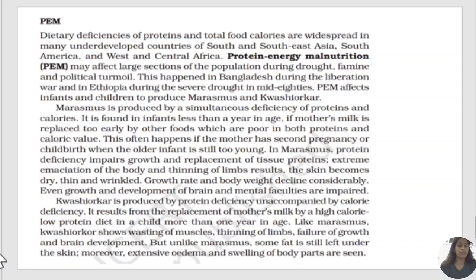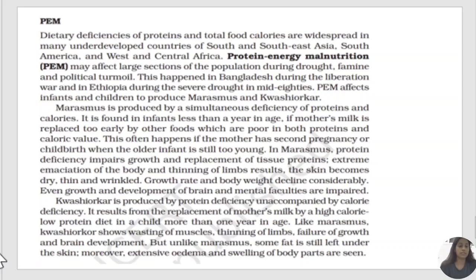Extreme emaciation of the body and thinning of the limbs results. The skin becomes dry, thin, and wrinkled. The growth rate and body weight decline considerably. Even growth and development of the brain and mental faculties are impaired.